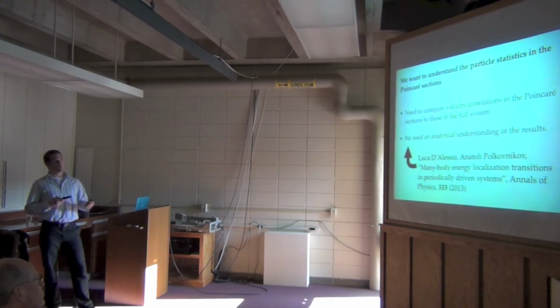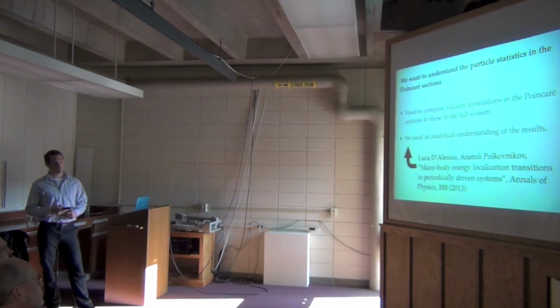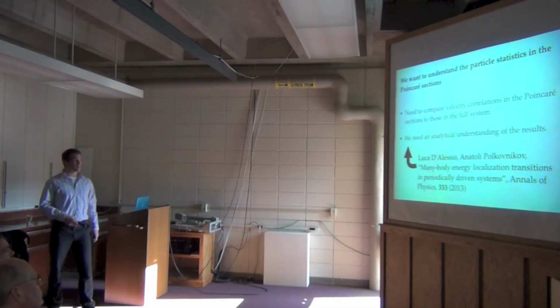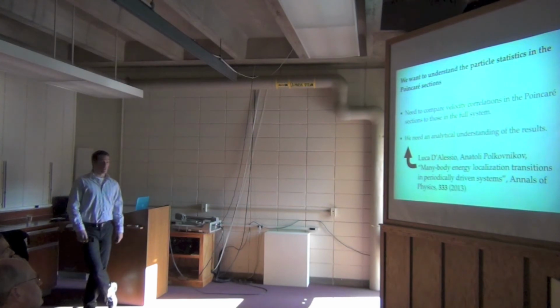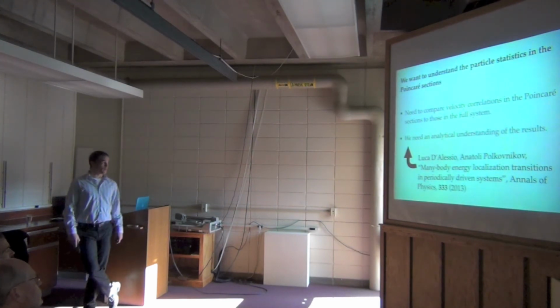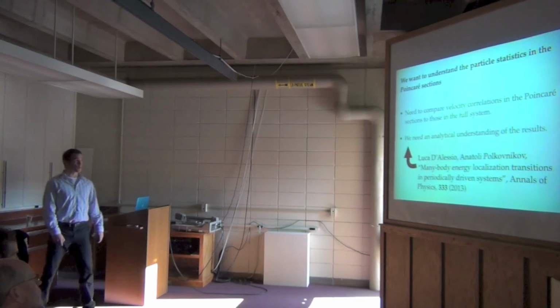So my question is, what are the differences? What information can we gain, and is there anything important that can be gained out of looking at the statistics in the Poincaré section? So we need to look at some things like maybe density or velocity correlations, comparing them to Poincaré sections versus the actual system, maybe include some natural source of perturbations or fluctuations.